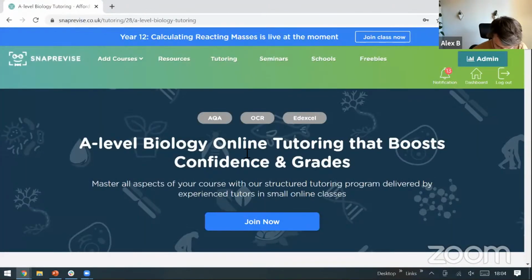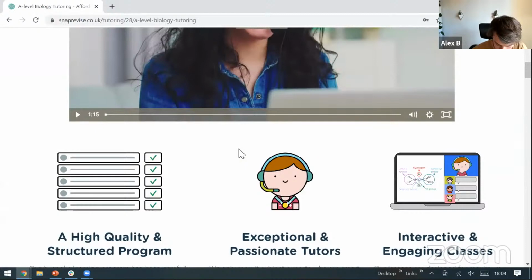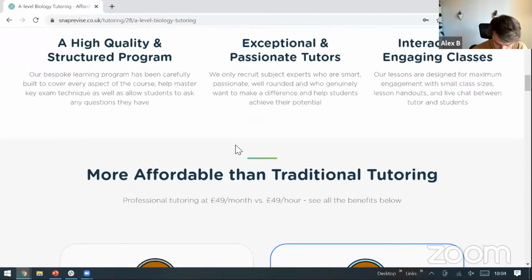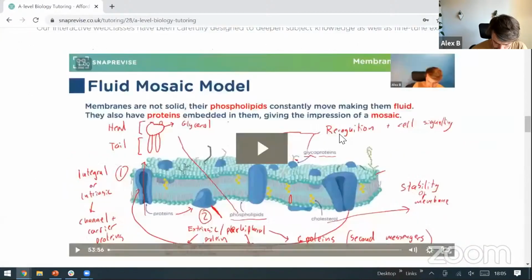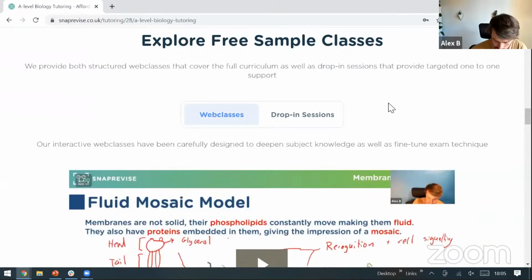So let's look at biology. This is the page, some information about it. This is the package. And yeah, these are some free samples. We've also got ones on YouTube, like past sessions, like the one we did today. So you can check those out as well.